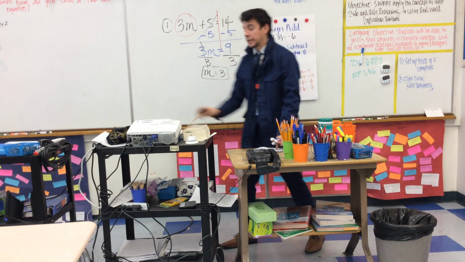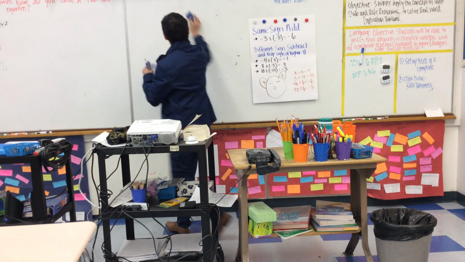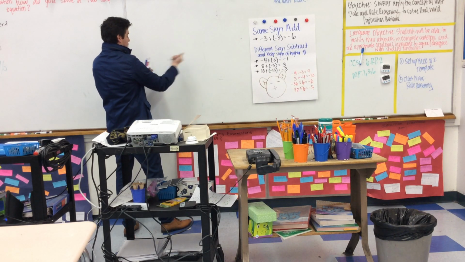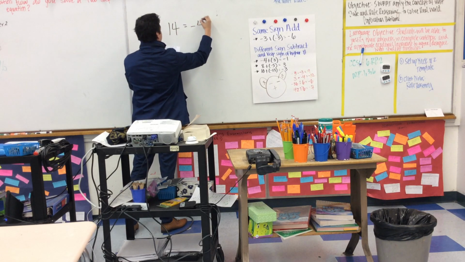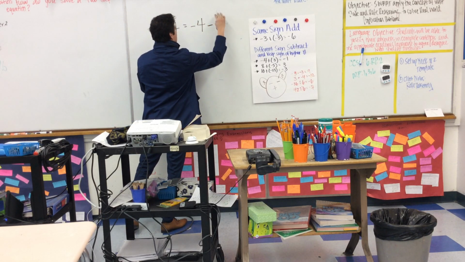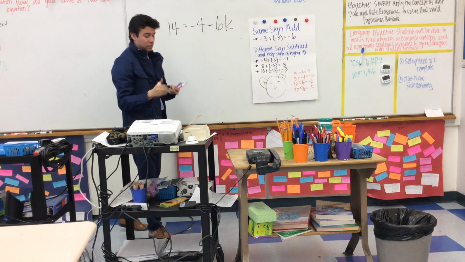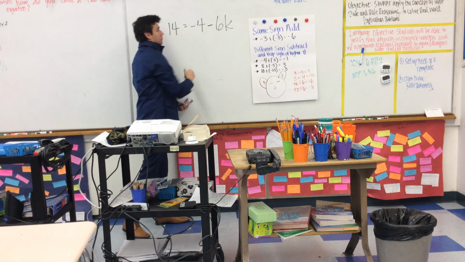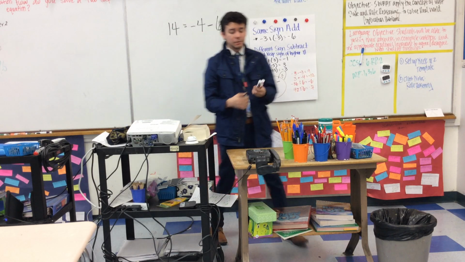Let's try another one. Again, these should be in your notebooks. Let's give you this one. 14 equals negative 4 minus 6k. Oh, I'm making this up. Okay. Oh, shoot. You mixed up where the variable is. Don't worry. Just follow the same steps.